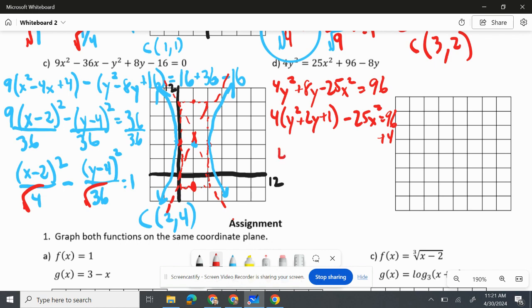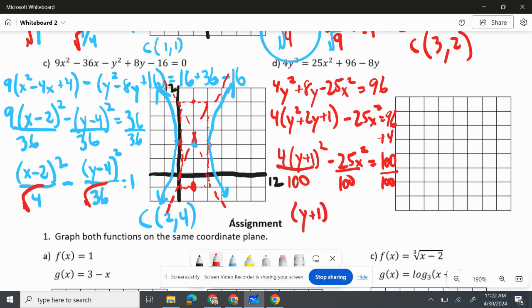So I factor it, 4 times y plus 1 squared minus 25x squared equals 100. I divide it by 100. And so I get y plus 1 squared over 25 minus x squared over 4 is equal to 1. So the center is 0 and then -1.